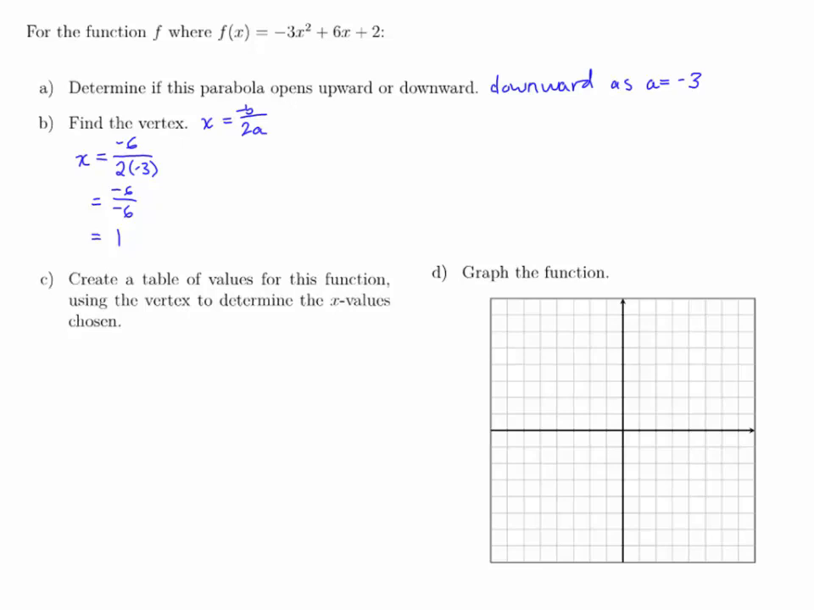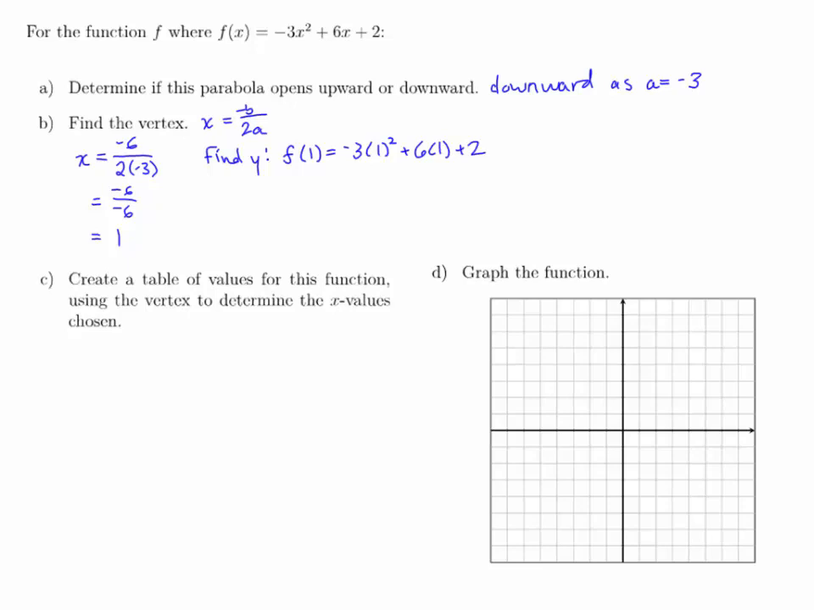Next, we want to find the output. We'll do that by evaluating the function f at 1. So now we want to find y. We'll take f of 1, and that will equal negative 3 times 1 squared plus 6 times 1 plus 2.